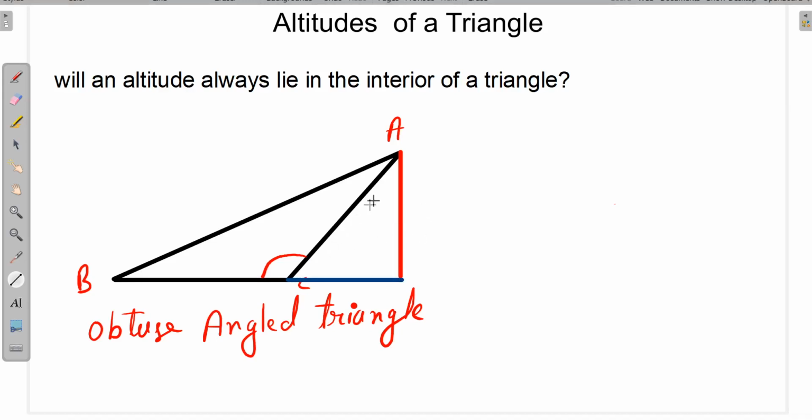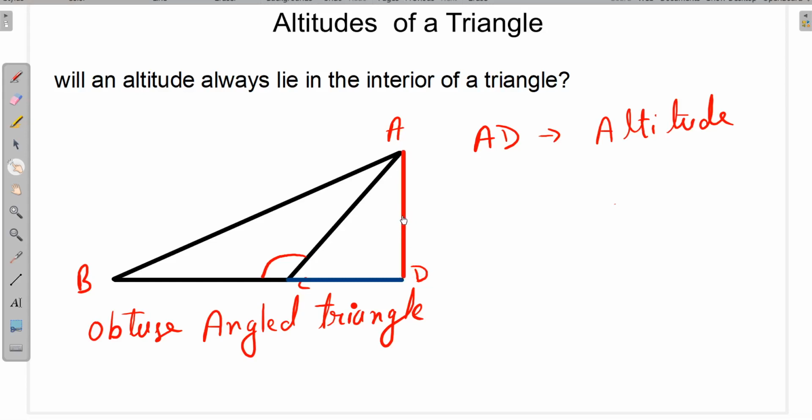Here I name it D. So AD is the altitude, the altitude which lies outside the triangle. I hope you understood that this is the altitude which lies outside the triangle. So it is possible for obtuse angle triangles, and for any other triangle the altitude always lies inside the triangle.